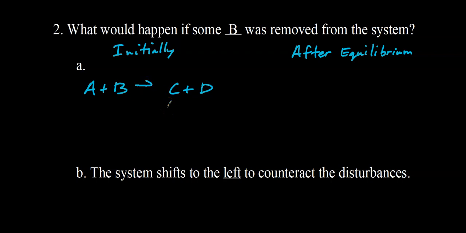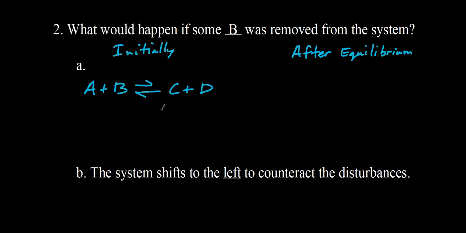And if you decrease the concentration of B, what effect does that have on the rate of the reverse reaction? Well, B is not involved in the reverse reaction as a reactant. It's a product of the reverse reaction, so the reverse reaction does not change.